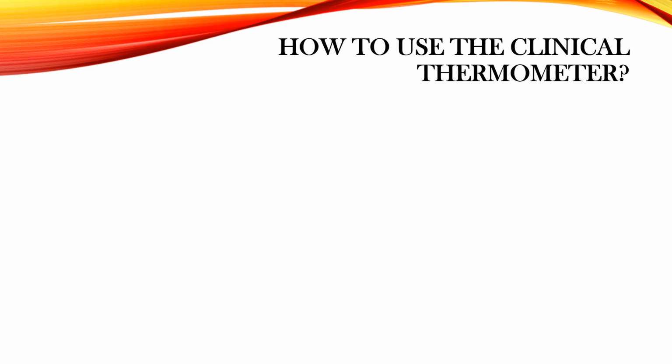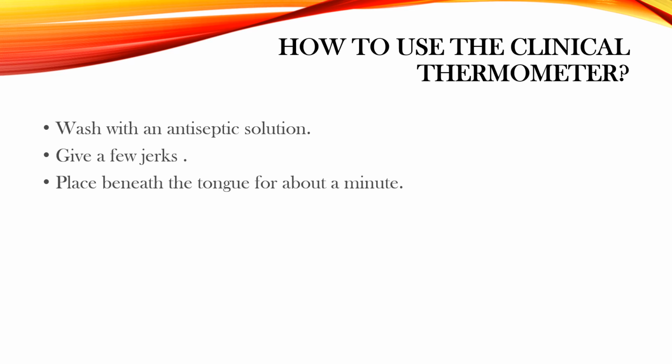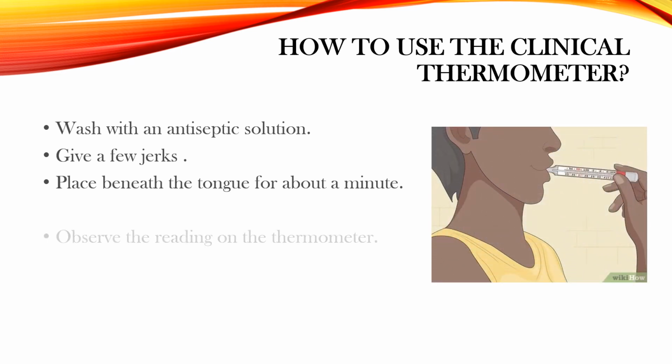How to use the clinical thermometer? Firstly, you have to wash the thermometer with an antiseptic solution. Before taking the temperature, the thermometer is given a few jerks to bring down the level of mercury below 35 degrees Celsius, and then you place it beneath the tongue for about a minute. Then you can take it out and observe the temperature reading on the thermometer.